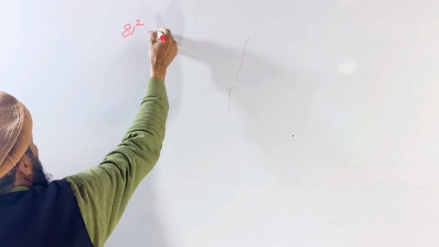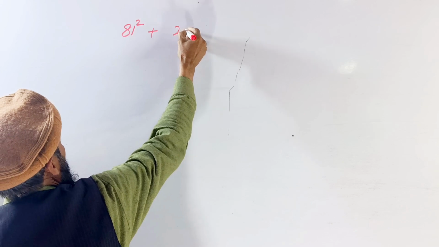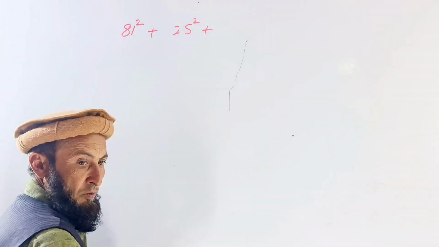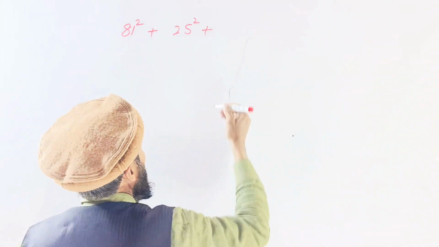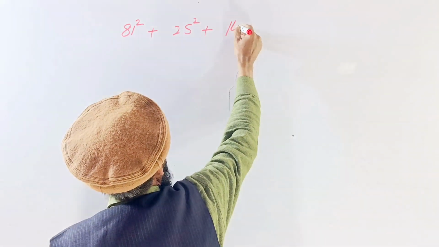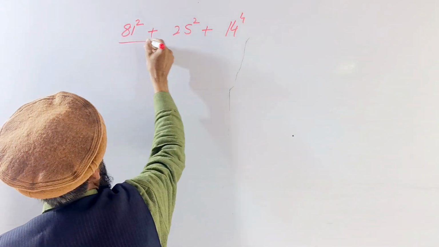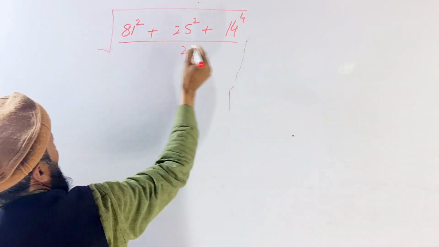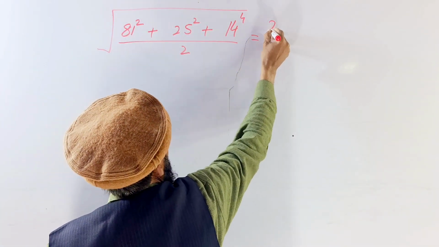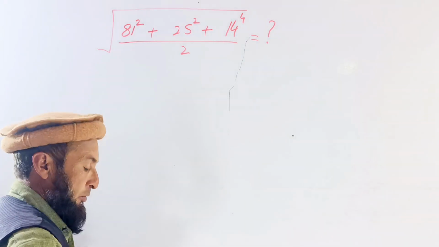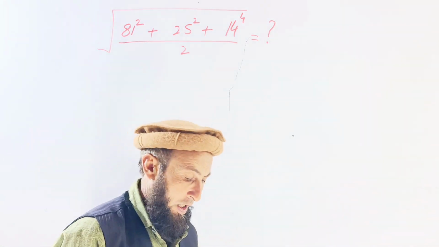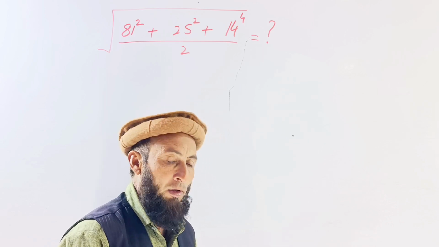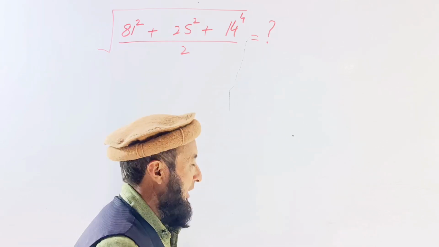The expression is 81 square plus 25 square plus 14 exponent 4, divided by 2 square root. How do we simplify this? Here we are using some exponent rules and laws of exponents.